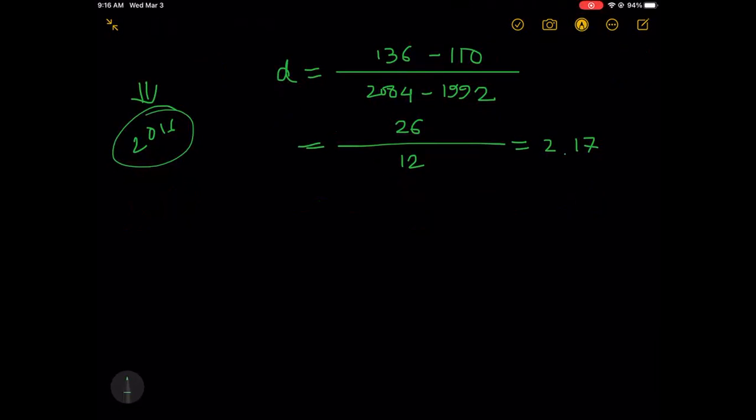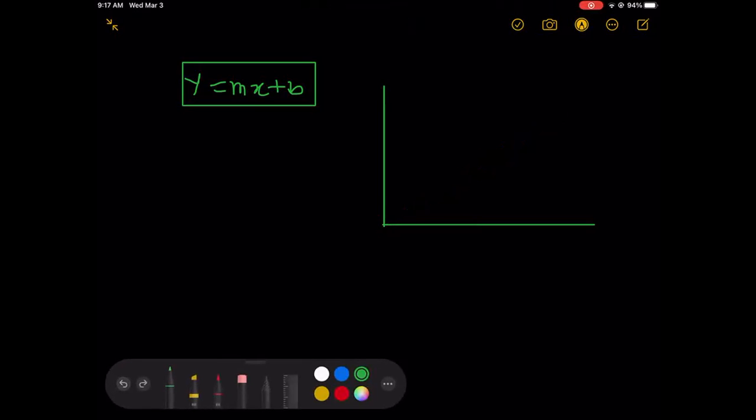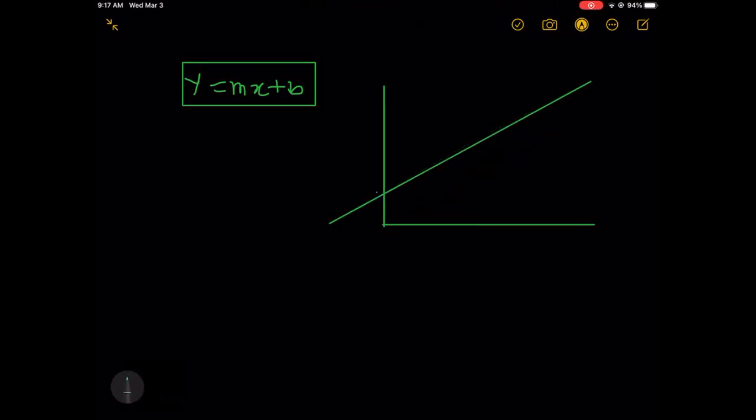Because this y equals mx plus b is a linear equation. Now, what does a linear equation look like? If you draw a line like this, wherever you want to draw it from, it doesn't matter. This will be a straight line, where it intersects the y-axis at this point B. This will definitely be a straight line.